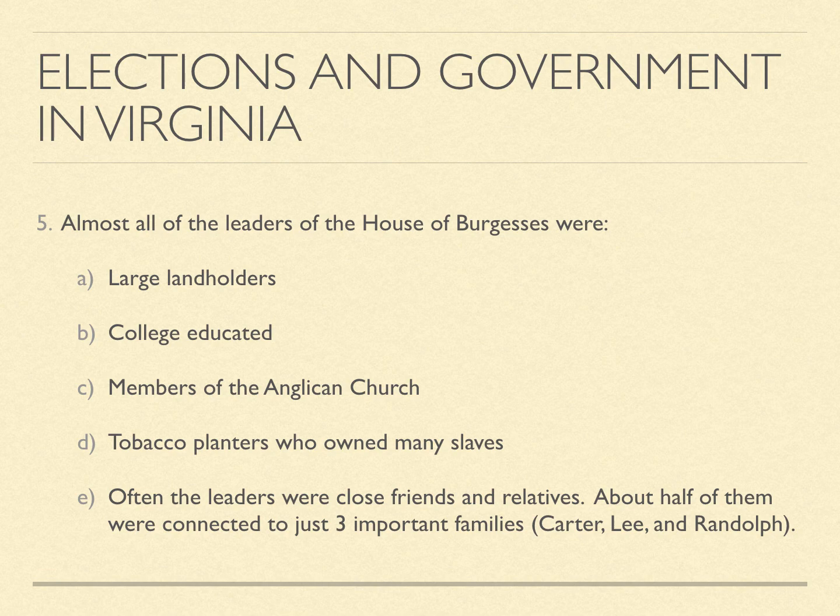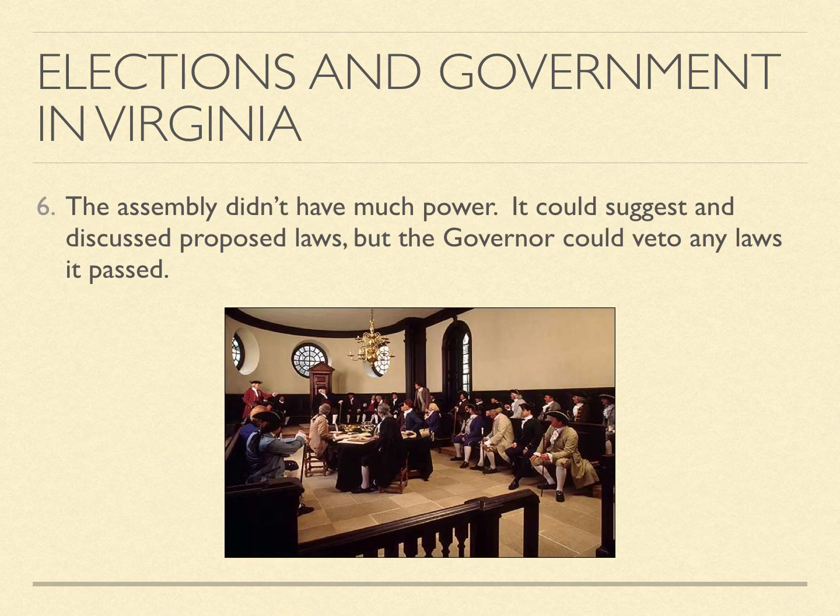And the assembly itself, this House of Burgesses, didn't have a lot of power at the beginning. It could suggest and discuss proposed laws, but still the real power rested with the governor. The governor could veto any laws that the House of Burgesses tried to pass.